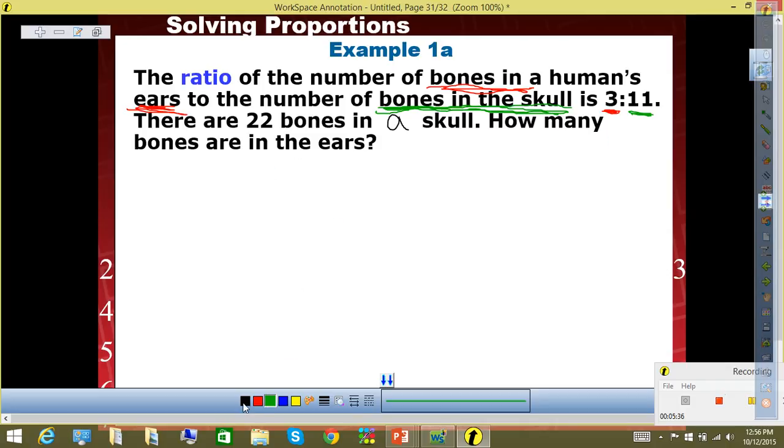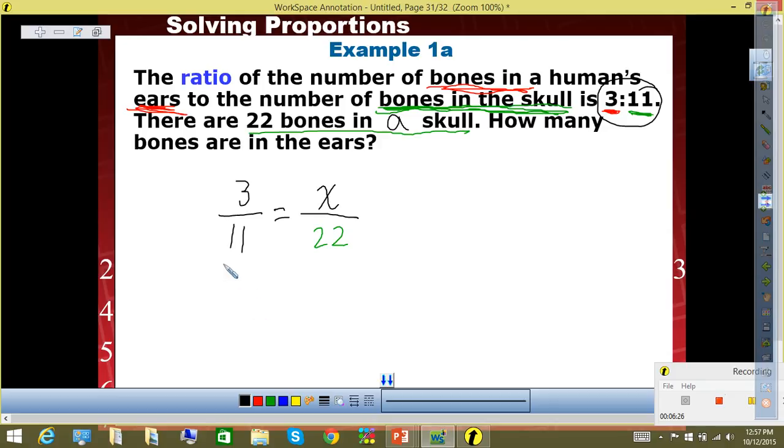Check this out. We're going to write a proportion. We first write a ratio with this: 3/11 equals, and this is where we know where to place our numbers. It says here, there are 22 bones in the skull. What color does that belong to? Green. So I underline with green. Which one of these two numbers belongs to the skull? 11. That means we're going to write the 22 down here. And here we just write X, because we need to figure out how many in the ears when there are 22 bones in the skull.